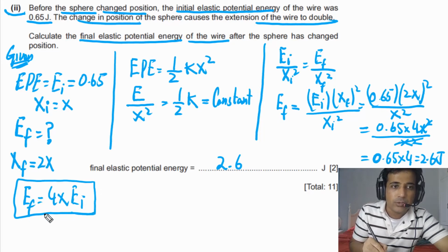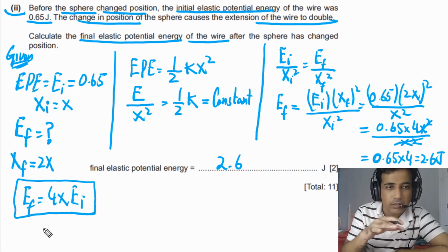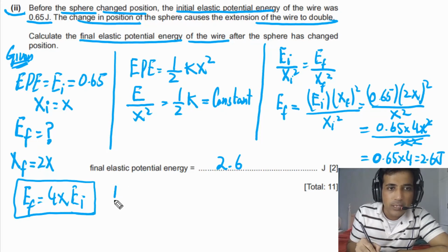So the E final has to be equal to 4 times E initial. Why is this 4 times? Because energy is proportional to x squared. So if this is double, this has to be 4 times. So that is the main concept.